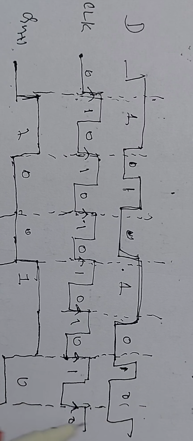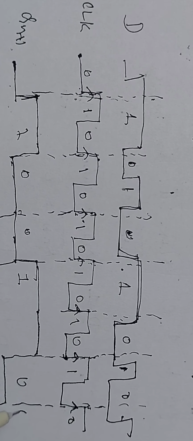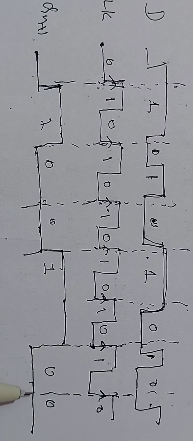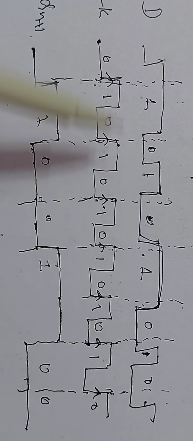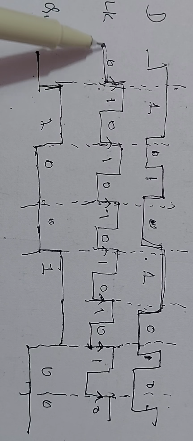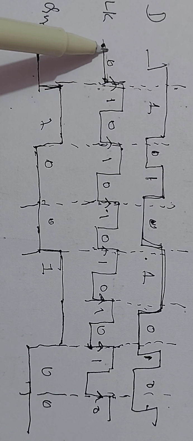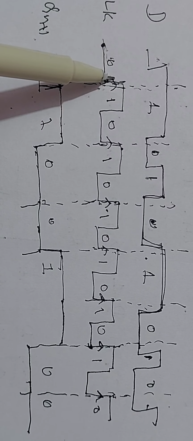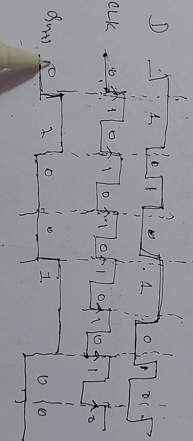At this clock pulse, the value of D equals 0. Therefore, the output goes to 0 till the next clock pulse. So, this is the waveform of the output of a D flip-flop for this given D input. I will explain this once again. Up to here, the clock pulse is 0. Whatever the values, at this point it is 0, at this point it is 0, but the clock pulse is 0. Therefore, the output remains 0.